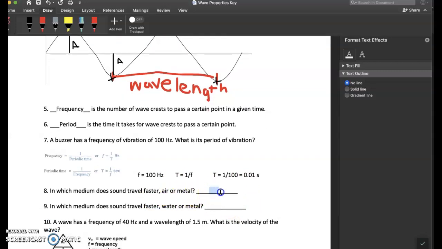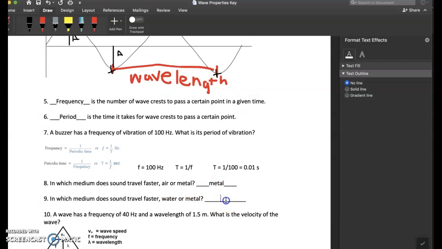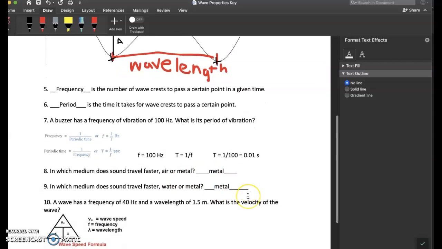Which medium has particles closest together means it'll travel faster. That's metal. Water or metal. Metal particles are still closer, so it's faster. So it's metal.